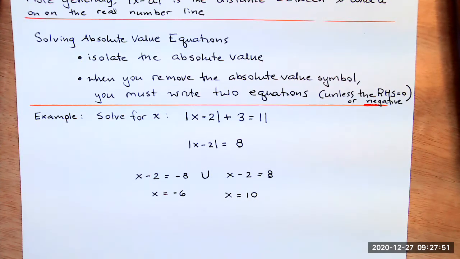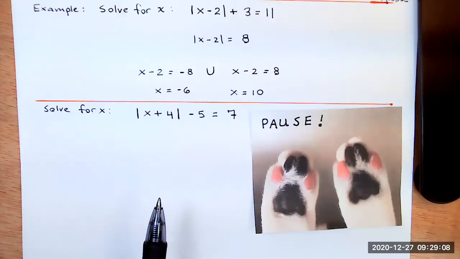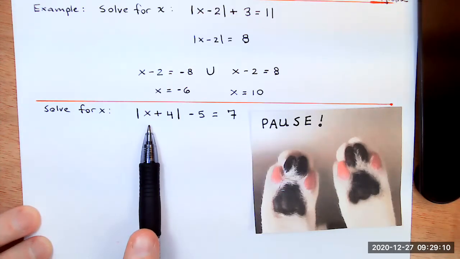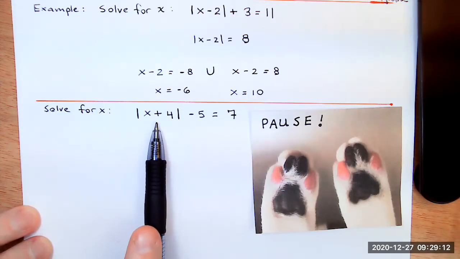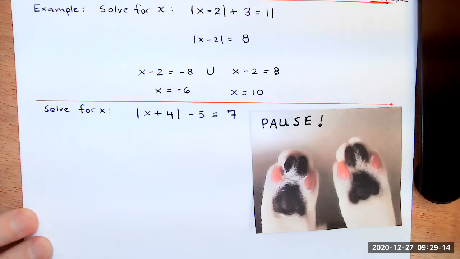All right, let's try another. Solve for x. The absolute value of the quantity x plus 4, minus 5, is equal to 7. This would be a good time to hit the pause button and try this one on your own.